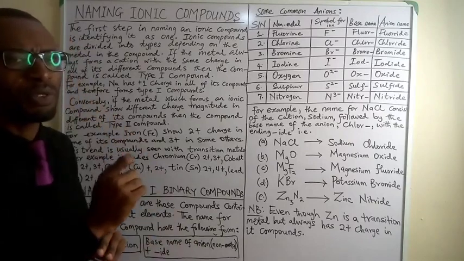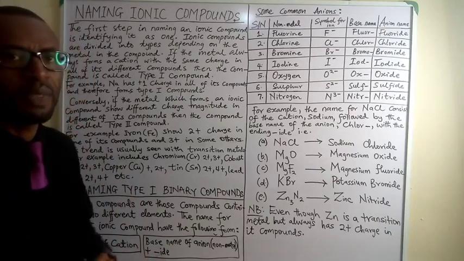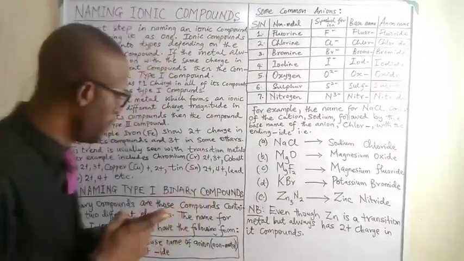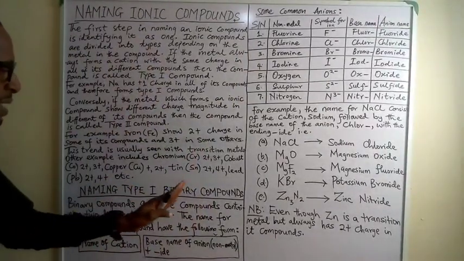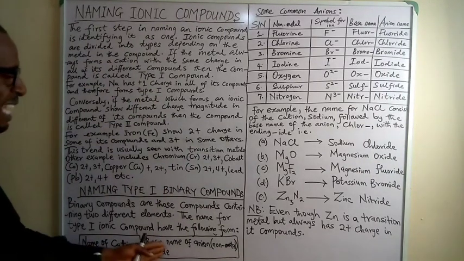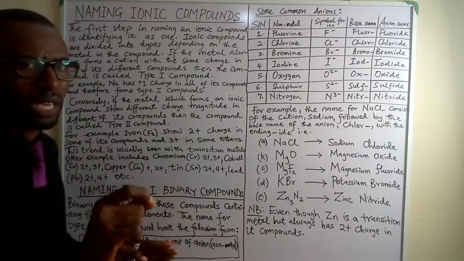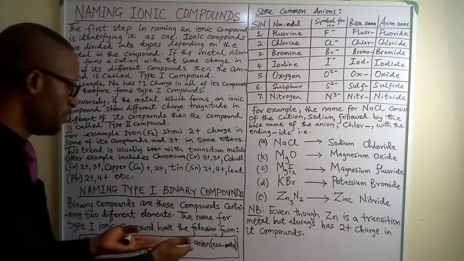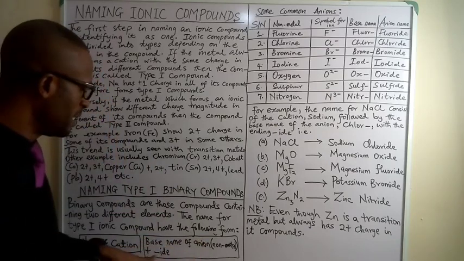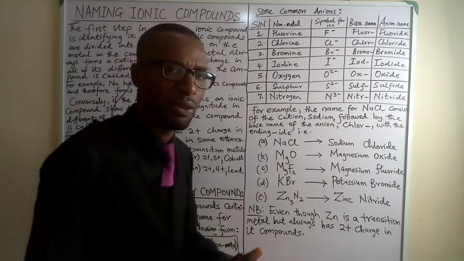Then the last syllable of the non-metal that you have removed, you replace it with IDE. This table will help us to appreciate how this formula works. Again, for us to name a type 1 binary ionic compound, first of all, name the metal which forms the cation, and of course, name the non-metal. The only thing you must do is remove the last syllable of the non-metal to give you what we call the base of the anion. Then replace the last syllable you have removed with the suffix IDE. That way you name that ionic compound.